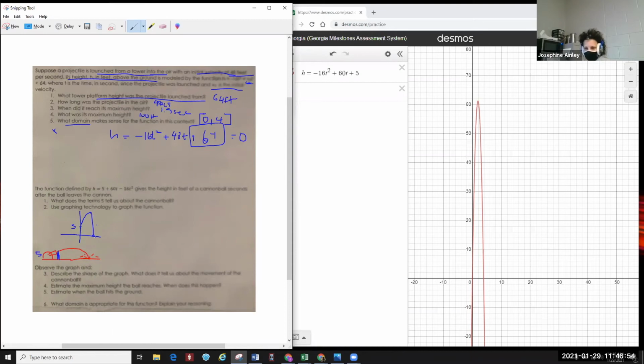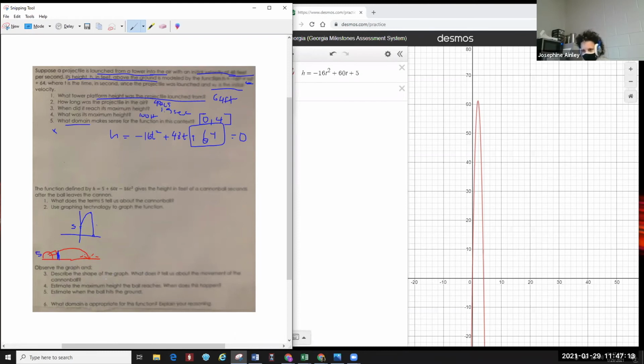All right, so it's a quadratic. It's shaped like an upside-down U. So it's a downward facing quadratic. What does it tell us about the movement of the cannonball? Something along the lines of it goes up and then goes down.